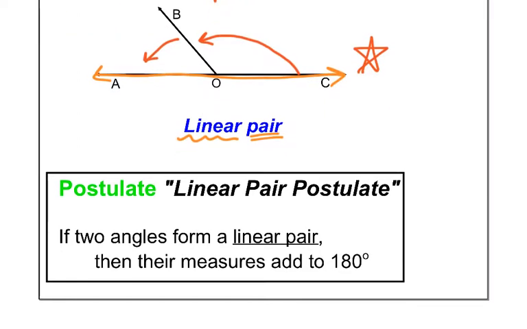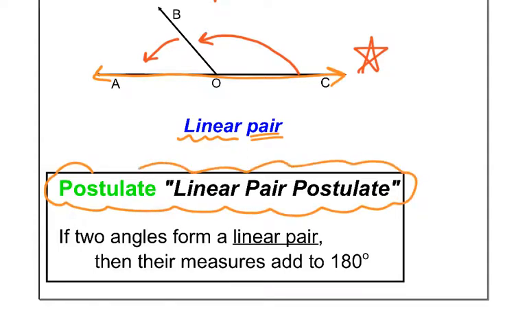That makes a postulate. The postulate is called the LPP, the linear pair postulate. If two angles make a linear pair, then their measures add up to 180 degrees. That just makes sense by looking at it, right? These are two linear pairs, and back to back they make a straight angle, so they must add up to 180 degrees. It just makes sense.